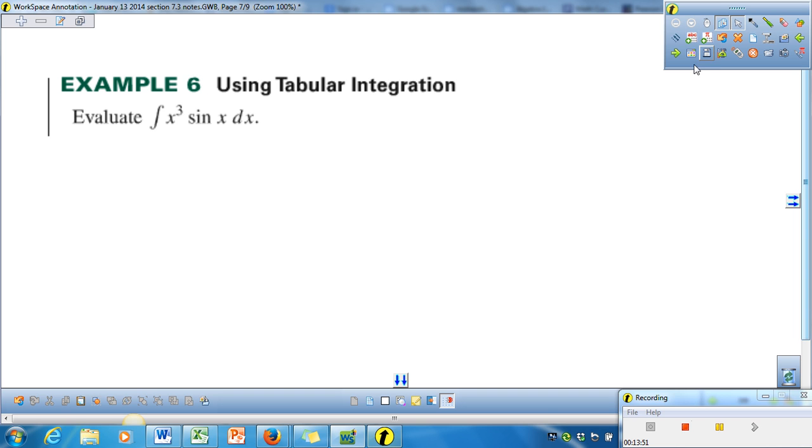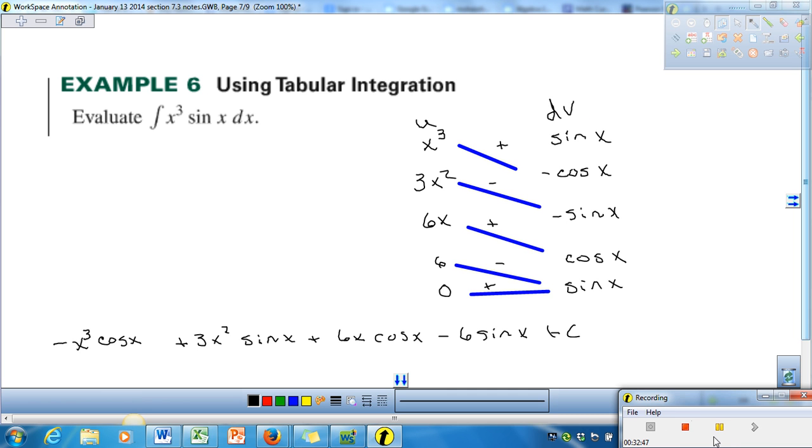On this one, just another practice. u and dv. Try it at your desk, please. All right, so our solution is here. Just be neat and tidy with your table.